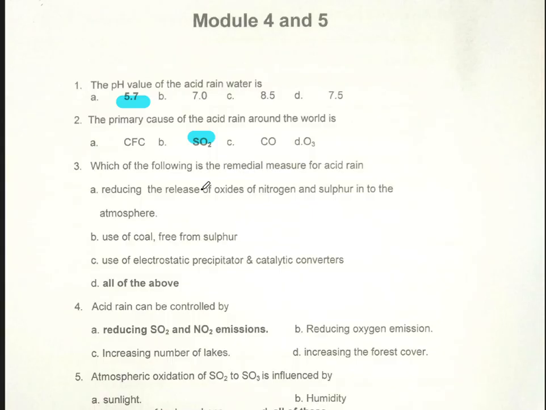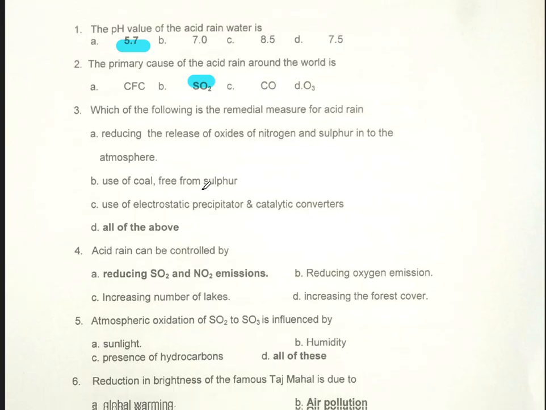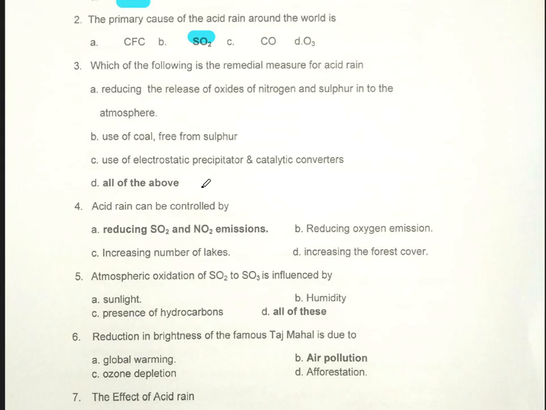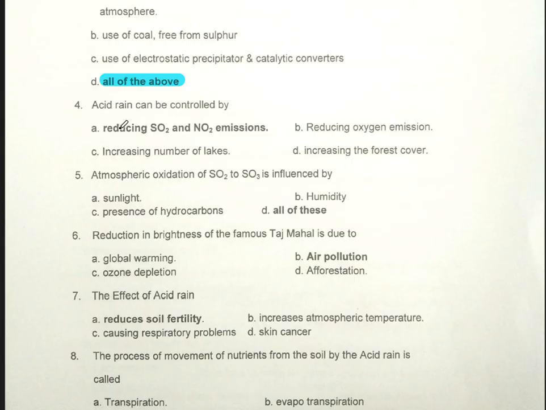Which of the following is the remedial measure for acid rain? Reducing the release of oxides of nitrogen and sulfur into the atmosphere, use of coal free from sulfur, use of electrostatic precipitator and catalytic converters, all of the above are the remedial measures for acid rain. Acid rain can be controlled by reducing the sulfur dioxide and nitrogen dioxide emission.